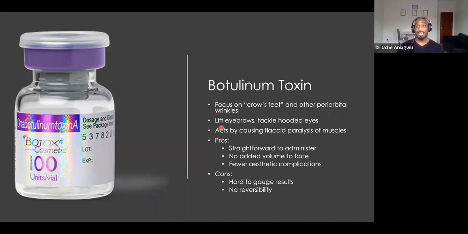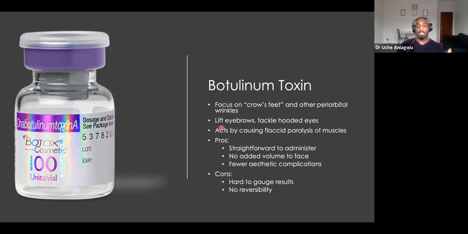You can use it to tackle hooded eyes. So some people have quite low set eyes naturally. And you know what, by using Botox, you can give them a bit more of a lift and actually can help stave off what will be progressively worse or heavier hooded eyes as they get older. So Botox has a lot of uses. And it simply works by causing what they call flaccid paralysis of the muscle, which very simply put means it relaxes the muscle and it can't contract as strongly as it would normally.